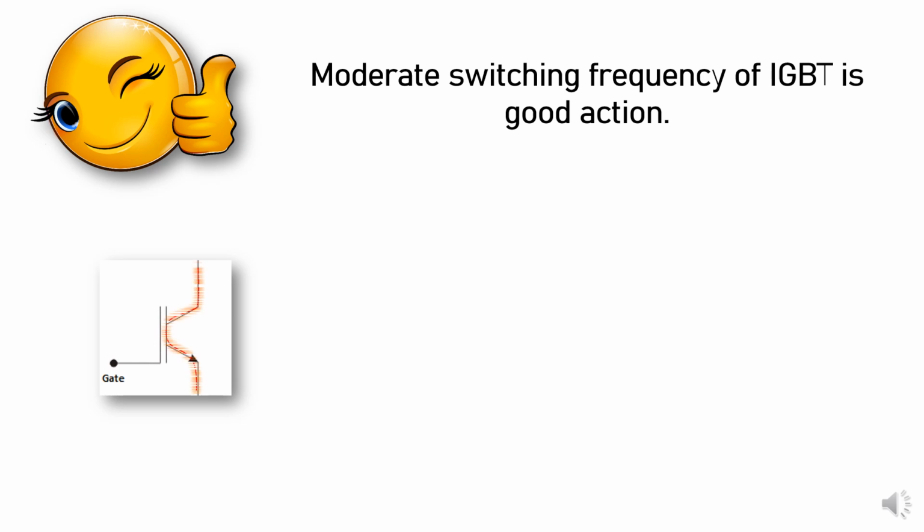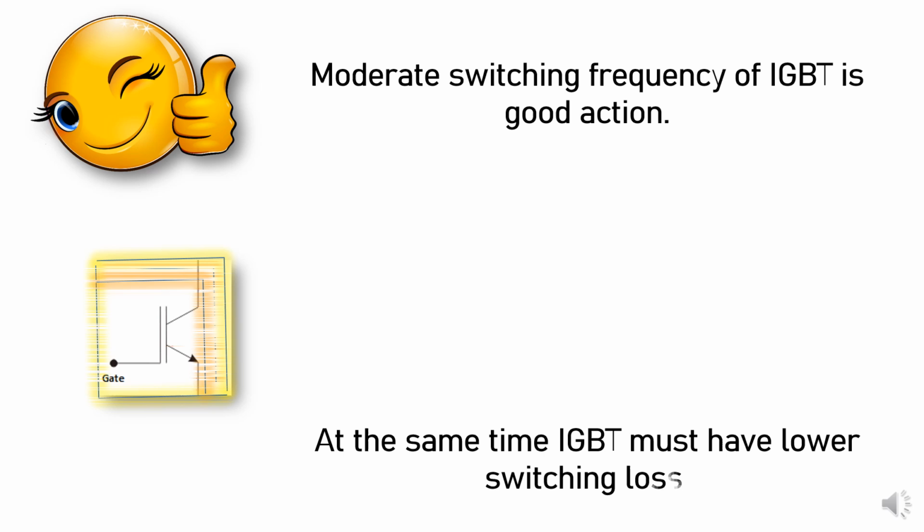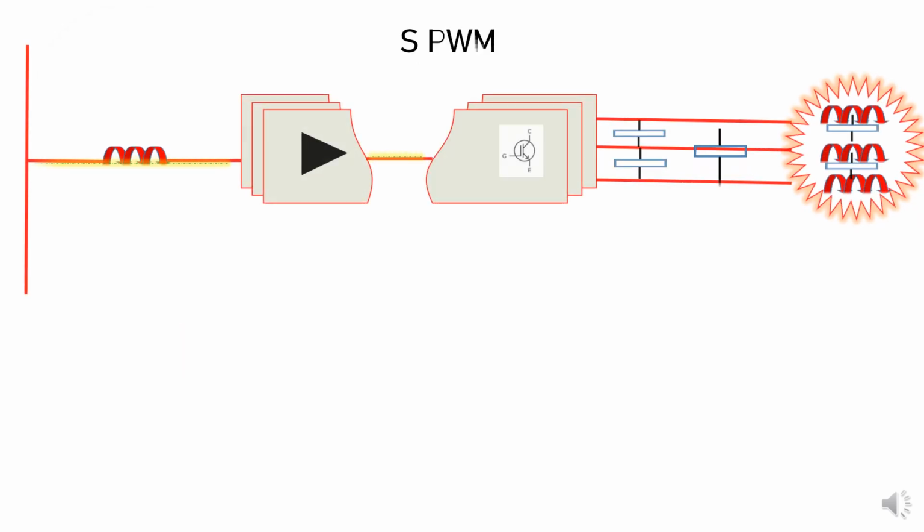The moderate one: nowadays we are supposed to set this particular switching frequency, the carrier frequency, and 4 kilohertz has been declared a moderate switching frequency. If you switch on and switch off the IGBT at a higher switching frequency, it will generate heat. So the first requirement is that the IGBT must have lower switching losses.